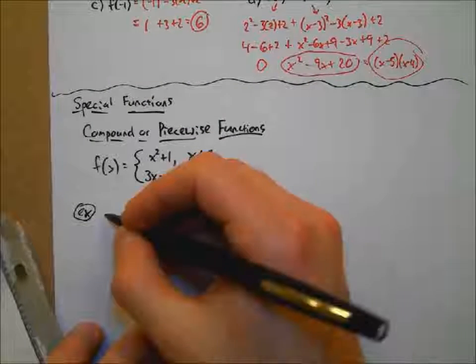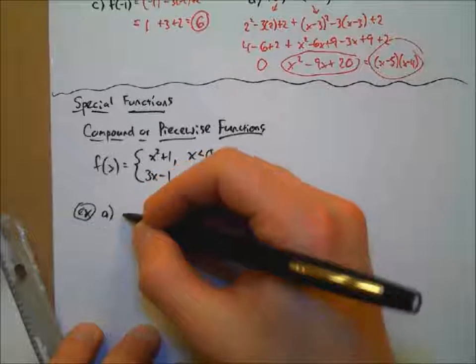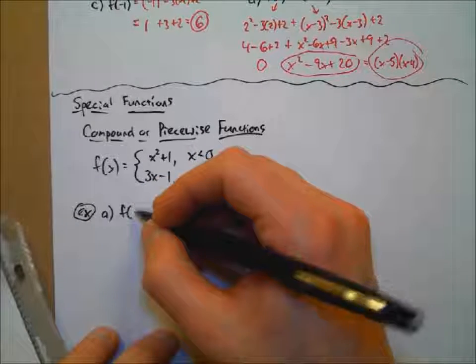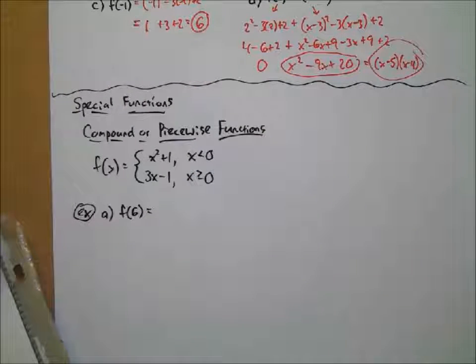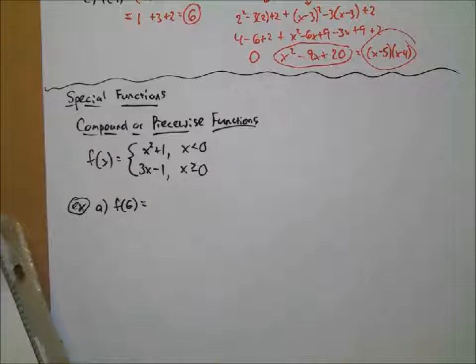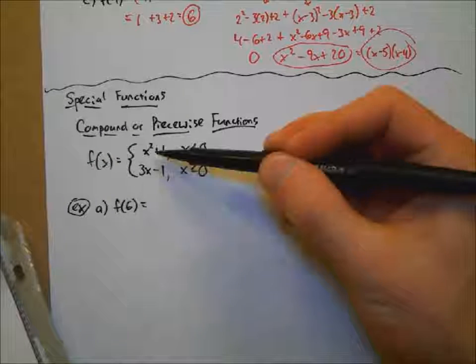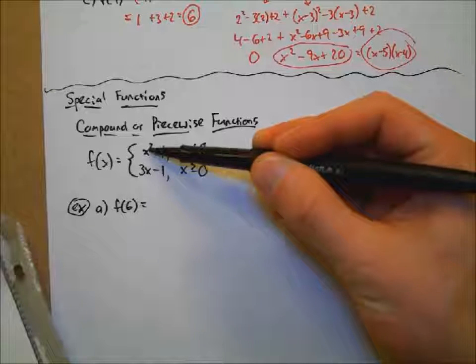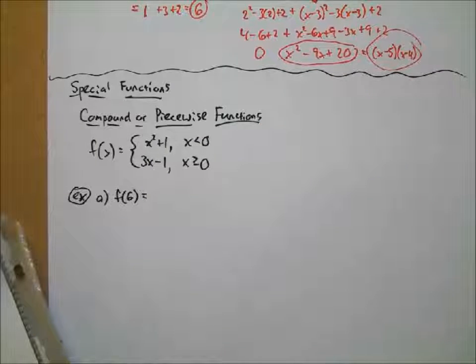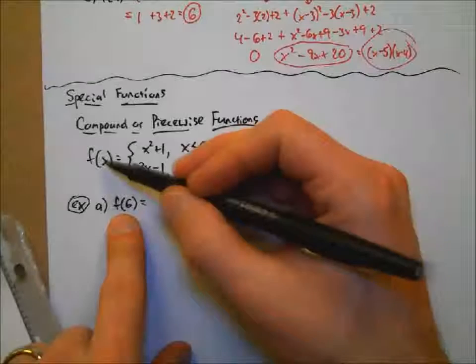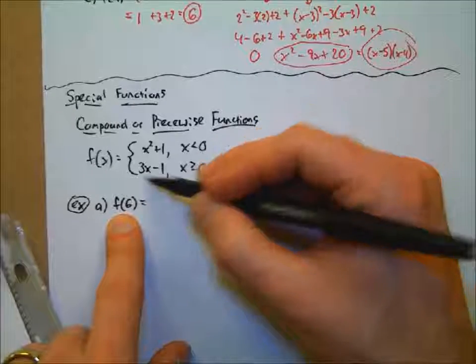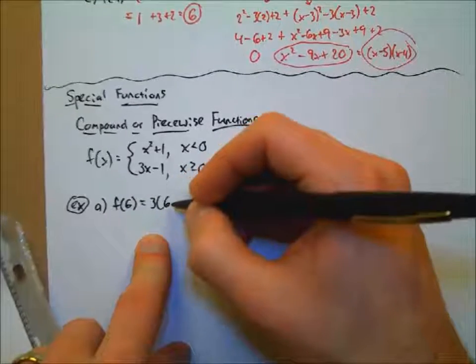So let's try some examples working with this. We're not going to do anything too fancy just yet. We'll worry about graphing this a little bit later. Right now, let's just worry about evaluating things. For example, if I want to evaluate f of 6, does that 6 get plugged into both of these x's, in the top part and the bottom part? It does not. Where does that 6 get plugged in? Into the bottom one. Because the x value of 6 is greater than or equal to 0, so we plug it into the bottom one. And so it's just 3 times (6) minus 1.